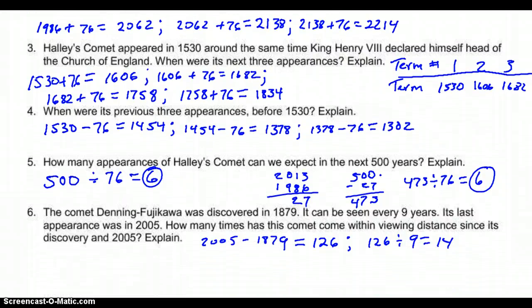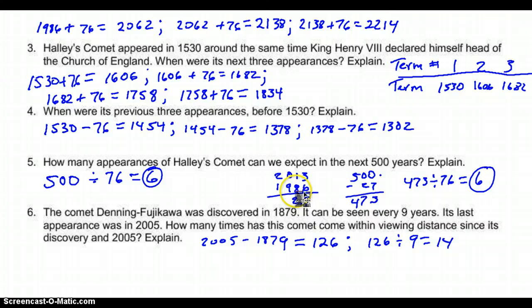Question 5 asks, how many appearances of Halley's Comet can we expect in the next 500 years? And then explain. We know it's coming around every 76 years. We can simply divide 500 by 76, and we'll see that it's coming around 6 times. I don't know who's going to be around 500 years from now. Definitely me, will not be, may I say. It's 6 point something, but we're doing years, so we're going to leave it right at 6.